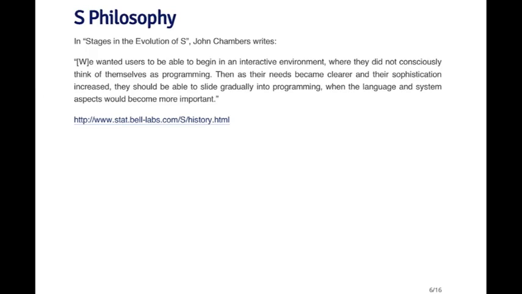And it's very important, I think, to see this, which is that basically they wanted to create an interactive environment where you didn't have to think of yourself as programming. Then he says, as the needs became clearer and their sophistication increased, you should be able to slide gradually into programming when the language and system aspects would become more important. So the basic idea behind the S language and then later the R language is that people would enter the language in an interactive environment where they could use the environment without knowing about any sort of programming or without having to know very detailed aspects of the language.